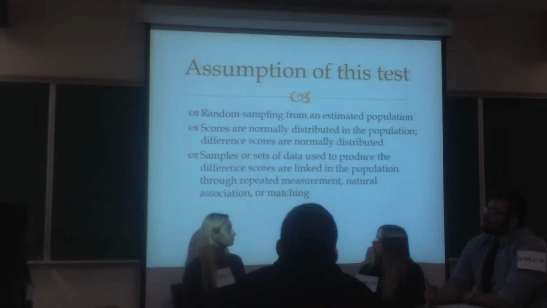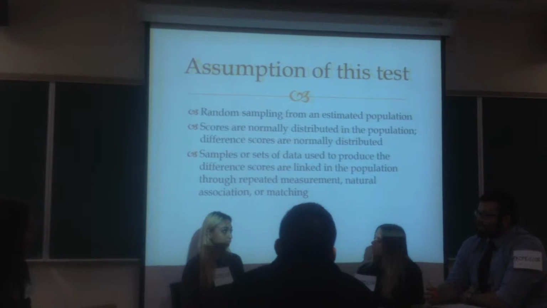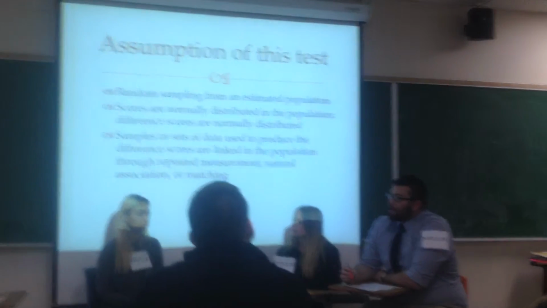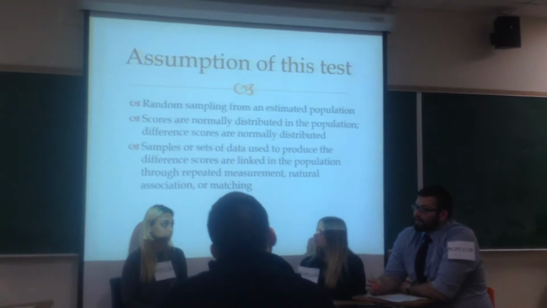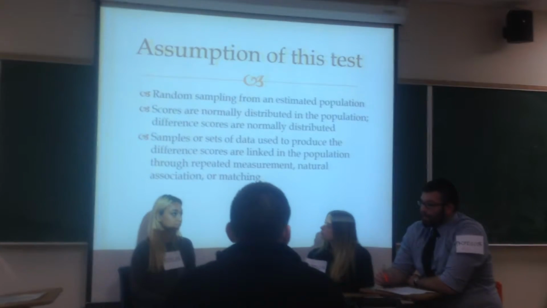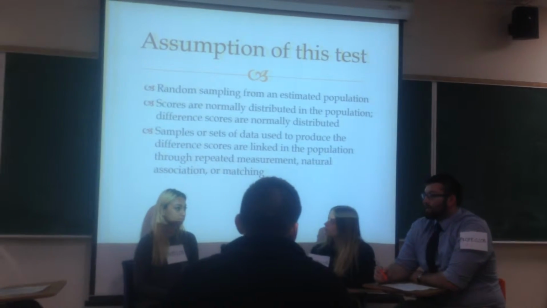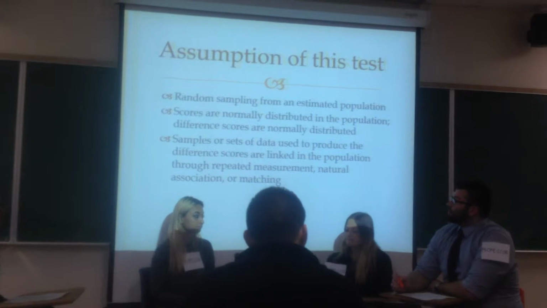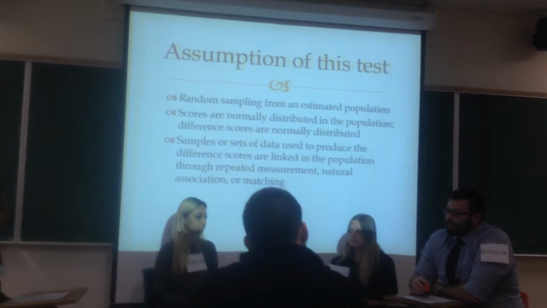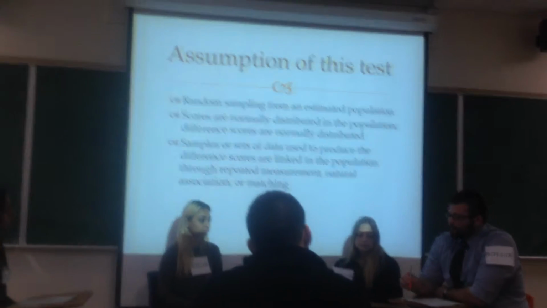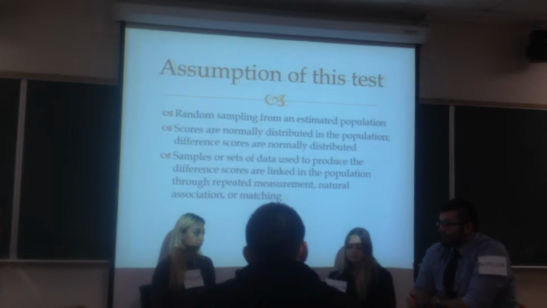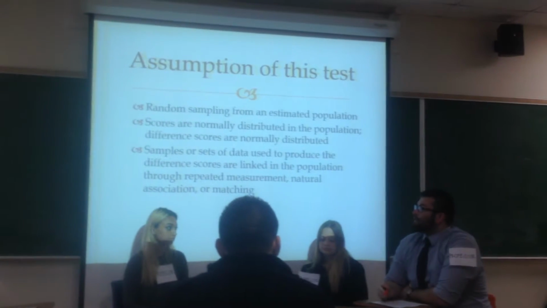Random sampling: the assumption of the dependent t-test is that the sample is randomly sampled from an estimated population. For the purpose of our study, that would be a random class of the number of courses that we offered of this course. The scores are normally distributed in the population. Different scores are normally distributed. We were able to get around this because they have to be either normally distributed or they have to have over 30 people interviewed. We had 30 people interviewed.